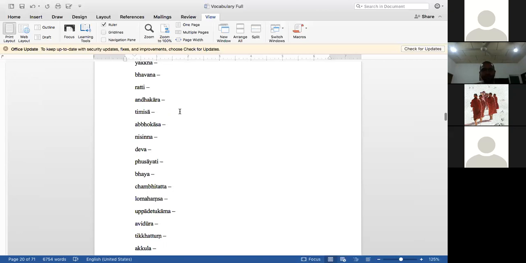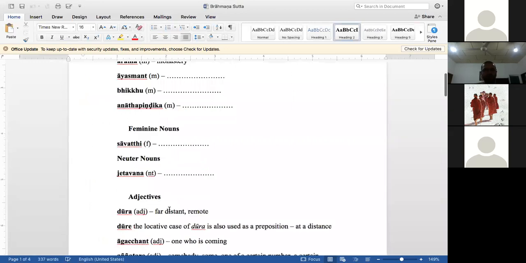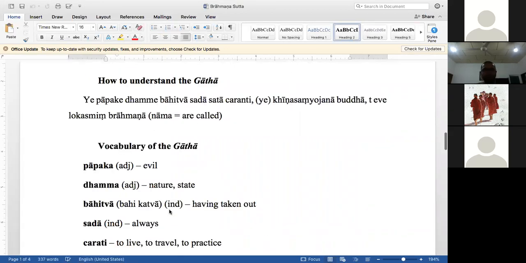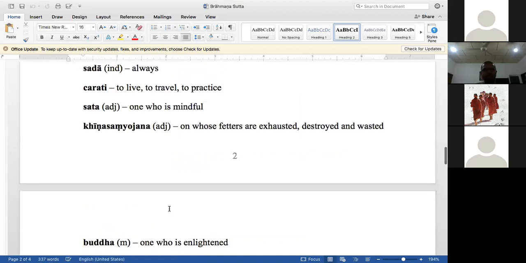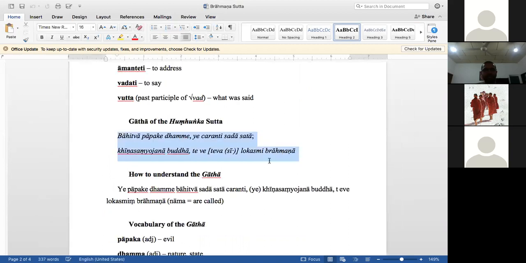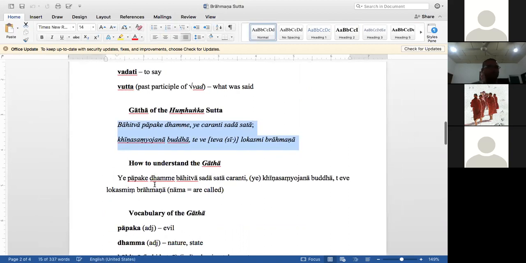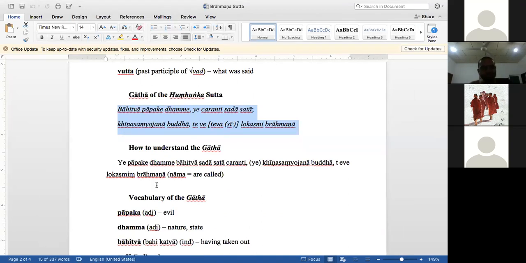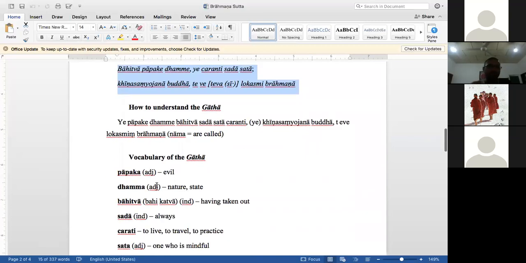So this Brahmana Sutta vocabulary, I hope everyone can see. If you go to the Gatha part, in a Gatha the Pali is given, the Gatha, and how to understand the Gatha. The Gatha is small, but in most cases Gathas are scattered. Their word order is scattered. In Pali it's not necessary, but to get the idea correct easily, we arrange the Gatha accordingly. And sometimes you have to insert certain words in order to understand the Gatha. That's why the commentary of the Gatha is very important.